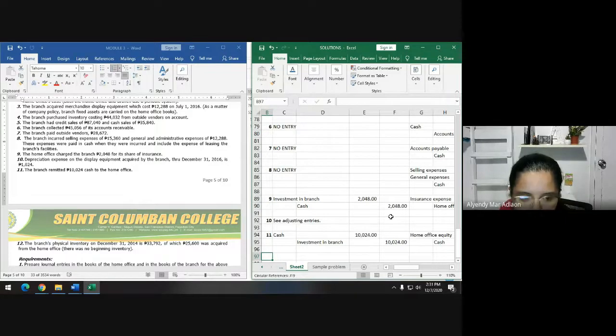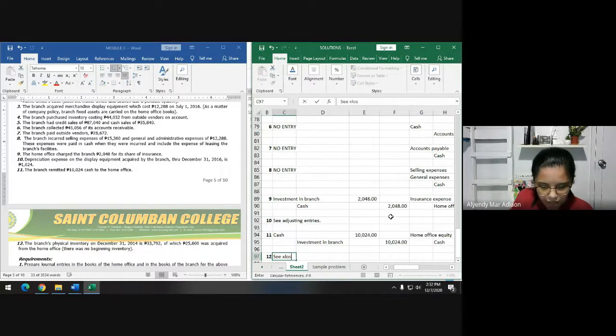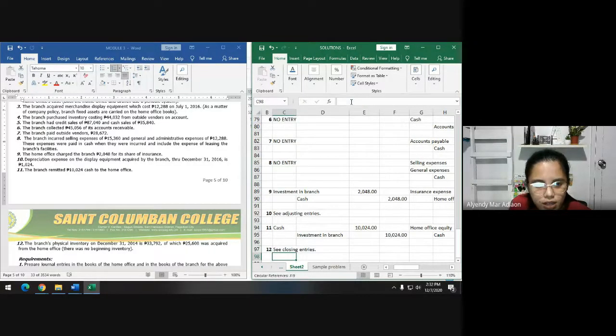Okay? And then for number 12, branch's physical inventory on December 31, 2014 is 33,792, of which 25,600 was acquired from the home office. There was no beginning inventory. Okay, for number 12, see closing entries. Nara ni siya sa closing entries.